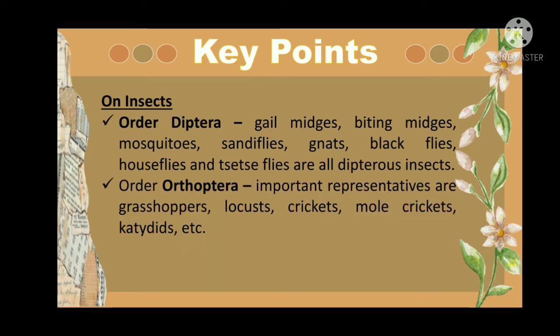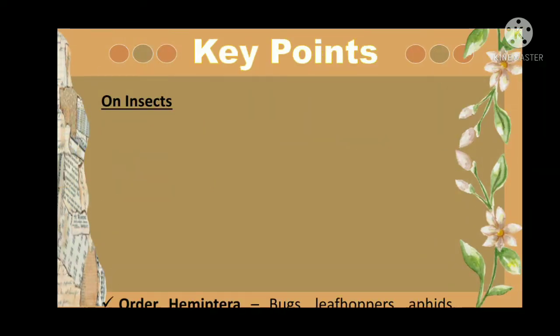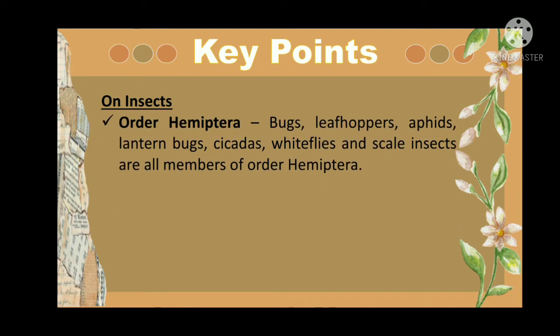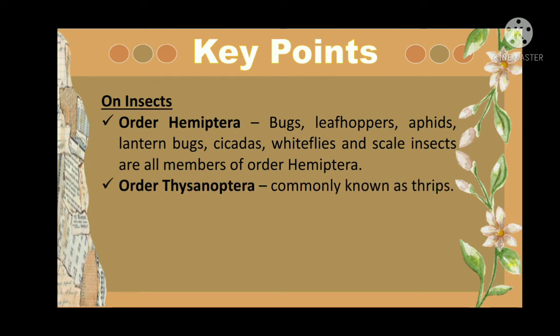Order Orthoptera. Important representatives are grasshoppers, locusts, crickets, mole crickets, katydids, etc. Order Hemiptera. Bugs, leafhoppers, aphids, lantern bugs, cicadas, whiteflies, and scale insects are all members of order Hemiptera. Order Thysanoptera, commonly known as thrips.